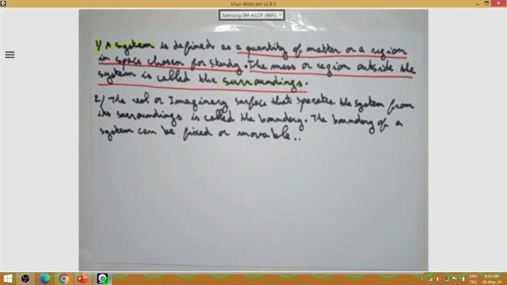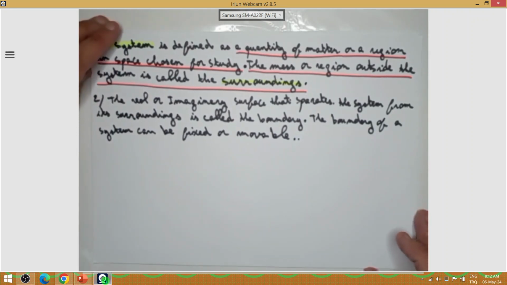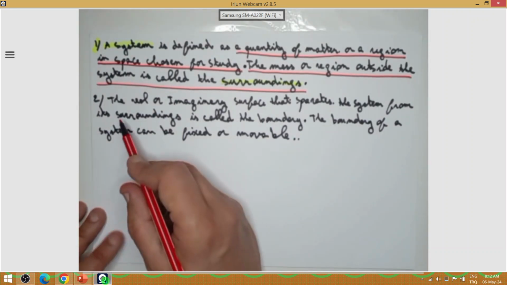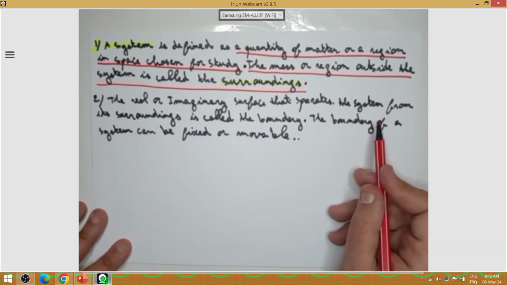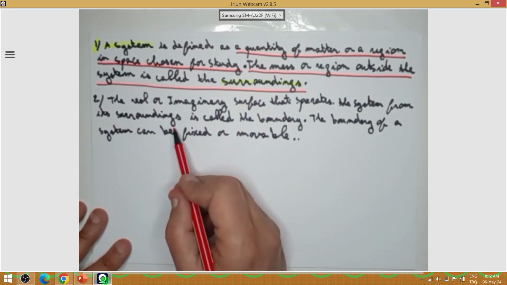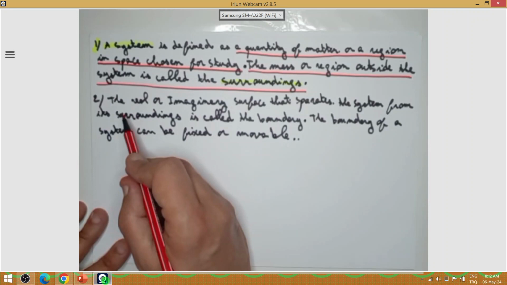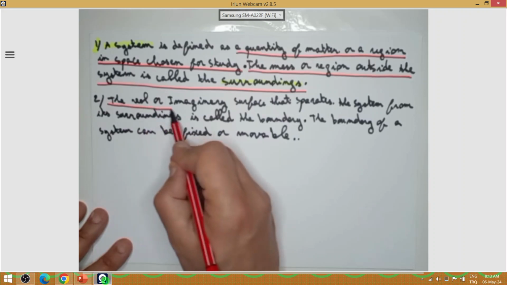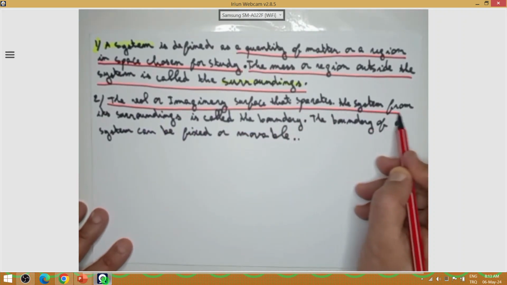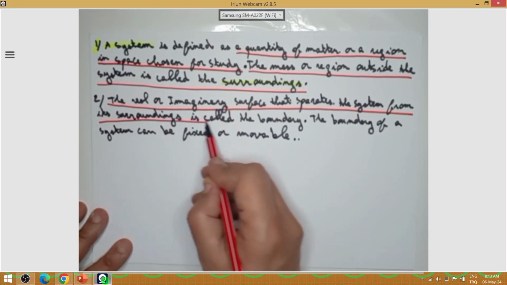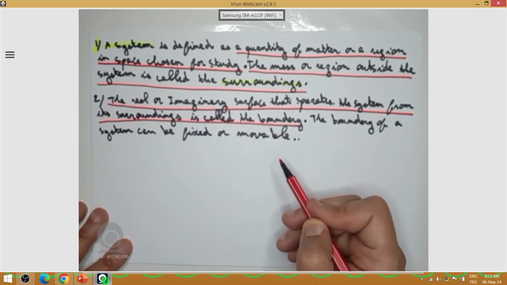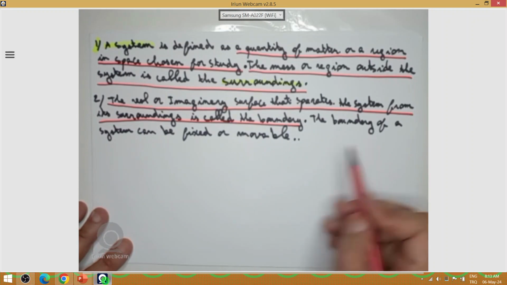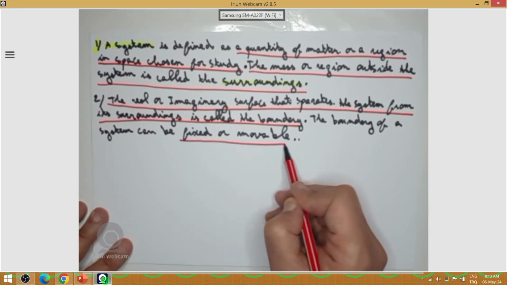Let's see what we wrote in these two sentences. Here we have said that the real or imaginary surface that separates the system from its surroundings is called the boundary. The boundary of a system can be fixed or movable.